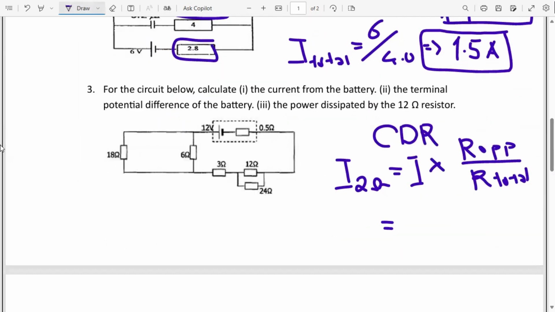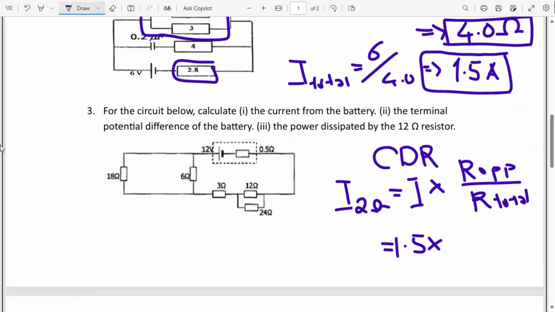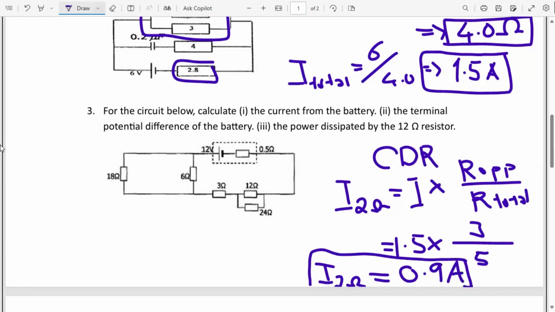So our current in the 2 ohms resistor will be equal to the total current that we've calculated, which is 1.5, multiplied by the resistance of the opposite resistor. The opposite resistor is the 3 ohms resistor, so multiplied by 3 over the total resistance, which is the combination of the 2.0 ohms resistor and the 3 ohms resistor. So we have 2 plus 3 as our denominator, thereby having a 5 there. This gives us the current in the 2 ohms resistor as 1.5 multiplied by 3 over 5, and this is going to give me 0.9 amps.